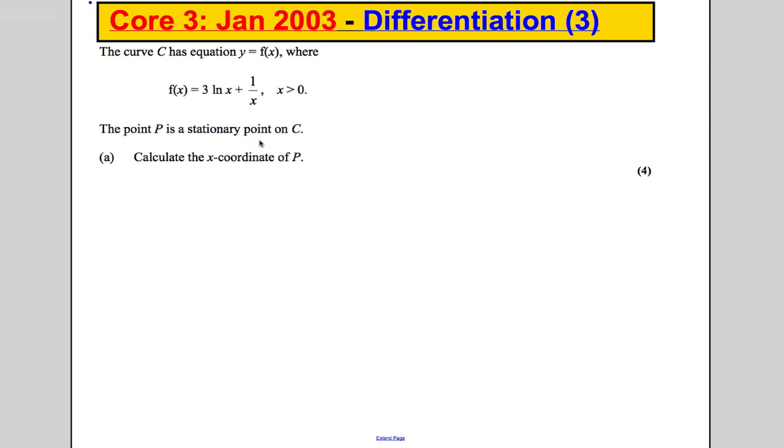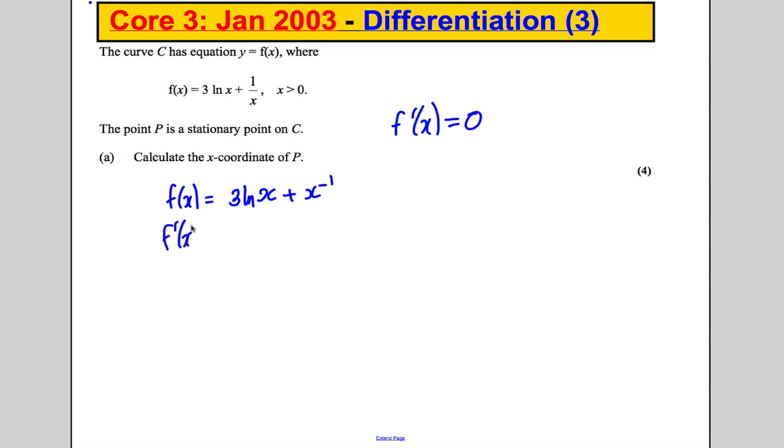The point P is stationary point on C. Calculate the x coordinate of P. Well, first thing we need to do is we need to solve for a stationary point, f dash x must be equal to 0, and that will help us solve it. So we need to work out f dash x. First of all, let's just write f of x as index form, so x to the minus 1.